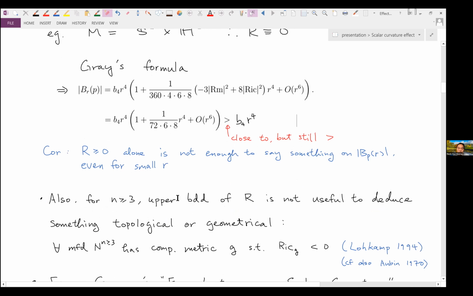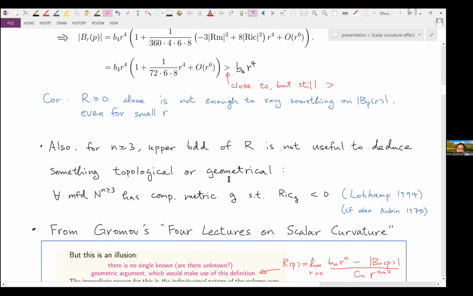And you may also wonder why I always talk about the scalar curvature lower bound instead of, for example, the upper bound. That's because the upper bound of the scalar curvature is often not very useful to deduce anything topological or even geometrical, at least when the dimension is at least 3. That's because any 3-dimensional or higher-dimensional manifold actually has a complete metric with even Ricci curvature being negative. Okay, so this is a result of Lohkamp. And if the Ricci curvature is negative, then of course the scalar curvature is also negative.